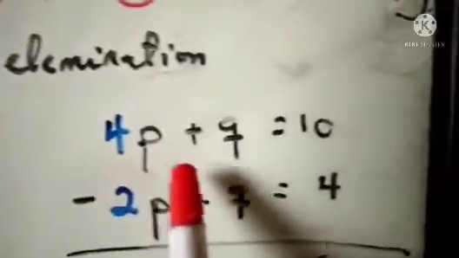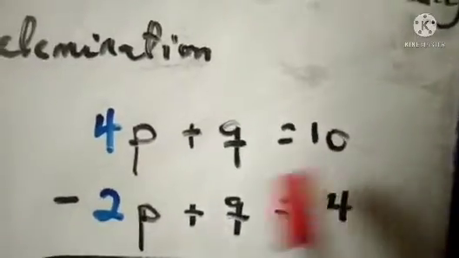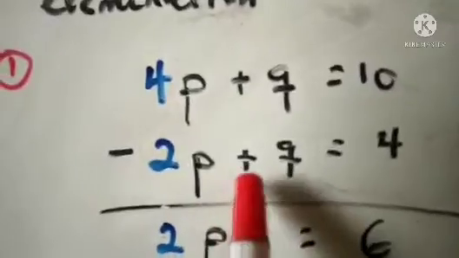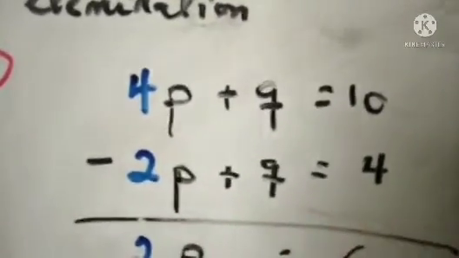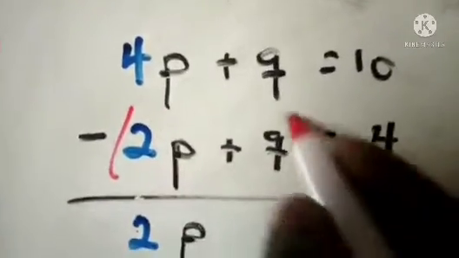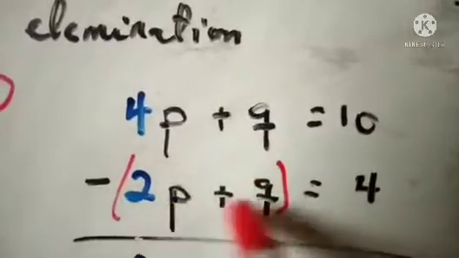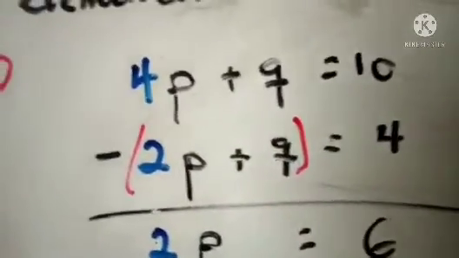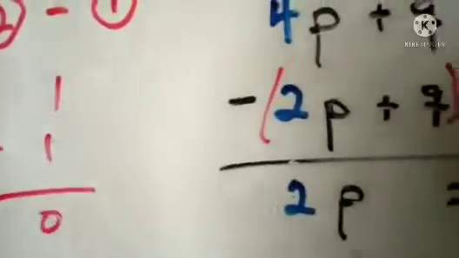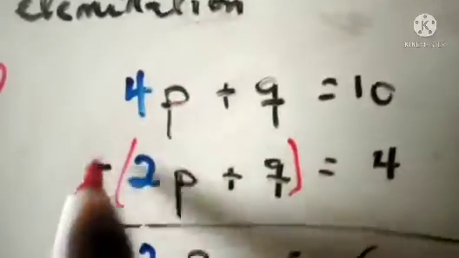So this is the equation 2 that we have: 4p plus q is equal to 10. And then minus equation 1, that is 2p plus q is equal to 4. When I subtract, you can see that q minus q will give me 0, just like 1 minus 1 is equal to 0. So q minus q gives 0 over here.